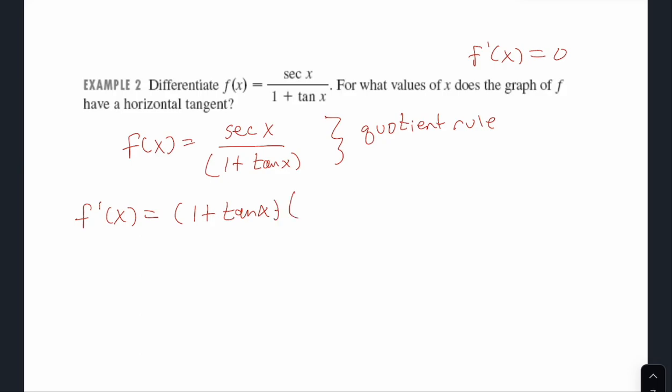We multiply that by the derivative of the secant. We just learned a little bit ago that the derivative of a secant is secant tangent. Minus the top times the derivative of the bottom. Well, the bottom is a sum, so we're going to just take each derivative individually. The derivative of 1 is 0. The derivative of a tangent is a secant squared.